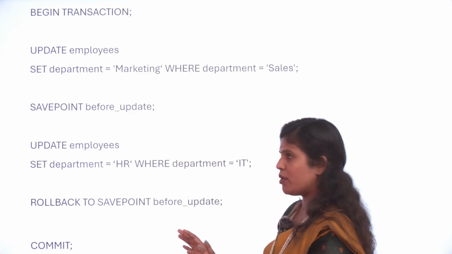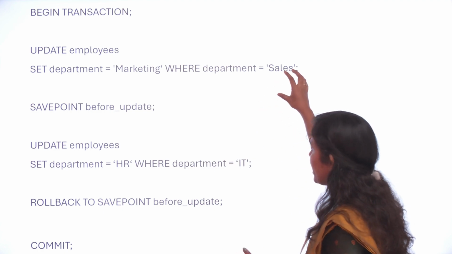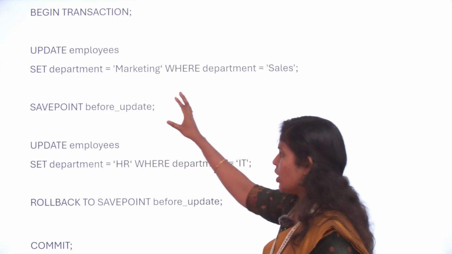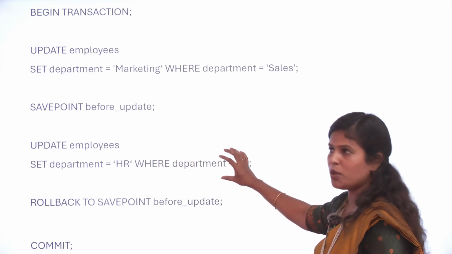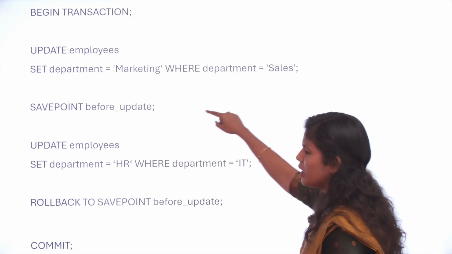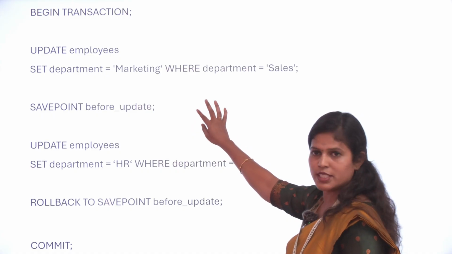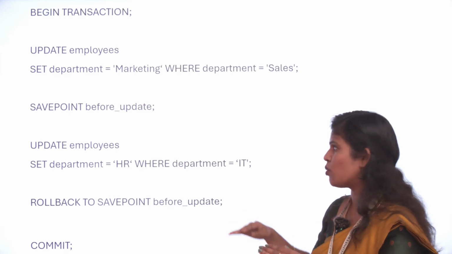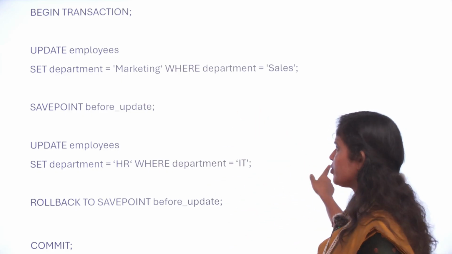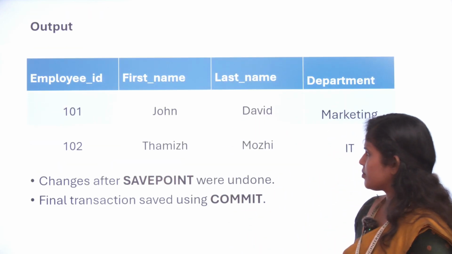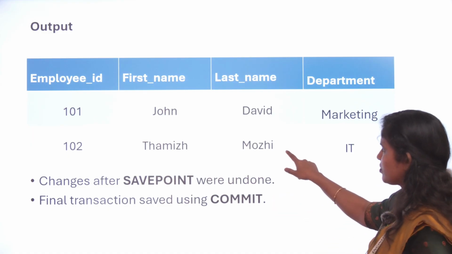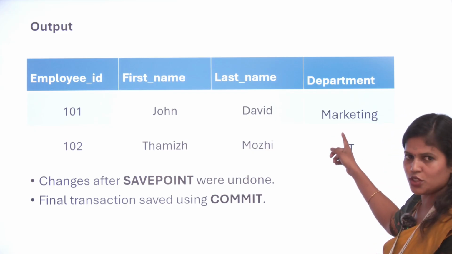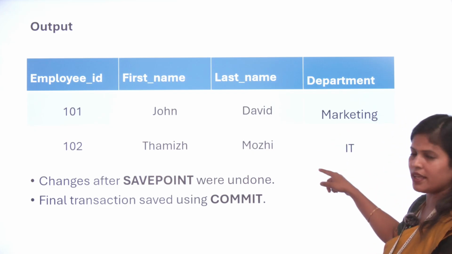The output will be that your data is changed from department sales to marketing alone. The other update won't be executed because we have rolled back to the savepoint before_update. So the transaction will be committed only up to this one. You can see here sales has been changed to marketing, but IT remains the same.